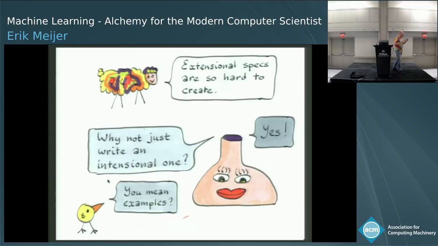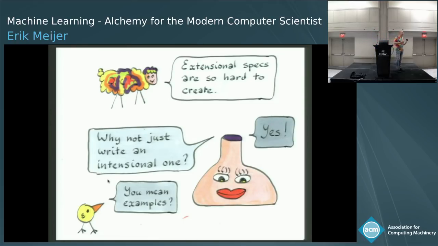So my thesis is that extensional specifications are hard to create. You have to write a formula that describes what you're doing. So why not do a slightly different form of specification, namely write an intensional one? Now you think, Eric, I thought you were targeting normal people. What does intensional mean? Well, that just means give a bunch of examples. All right? So that's what we want to do.